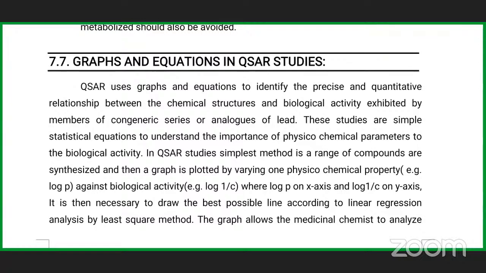And generally in these graphs, we take biological activity as log 1 by C value on the y-axis. Biological activity is taken as log 1 by C, and it is shown on your y-axis here. And on the x-axis, various descriptors, the physicochemical parameters or factors here, like hydrophobicity.